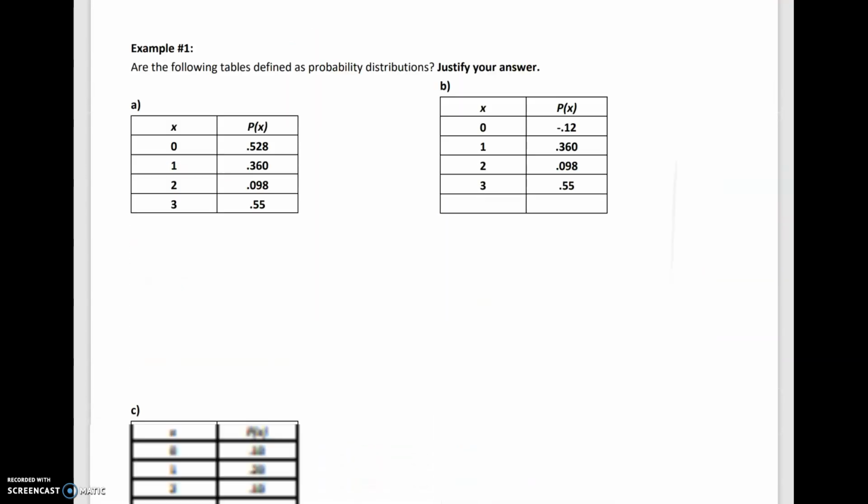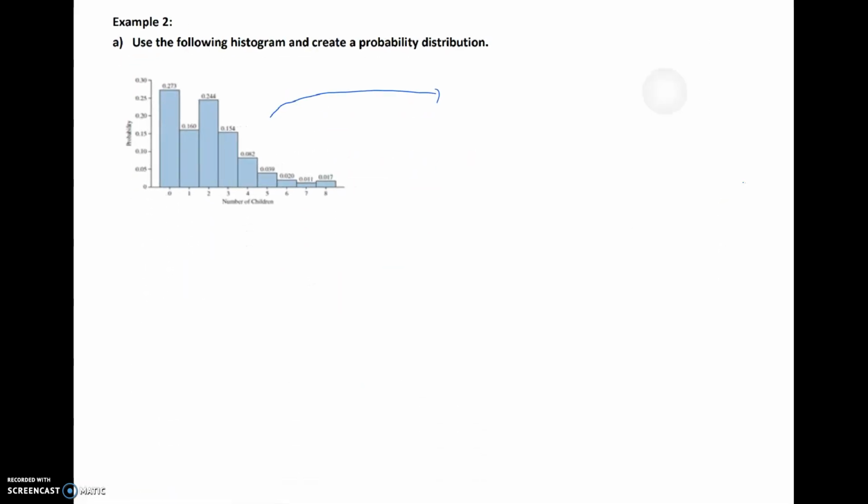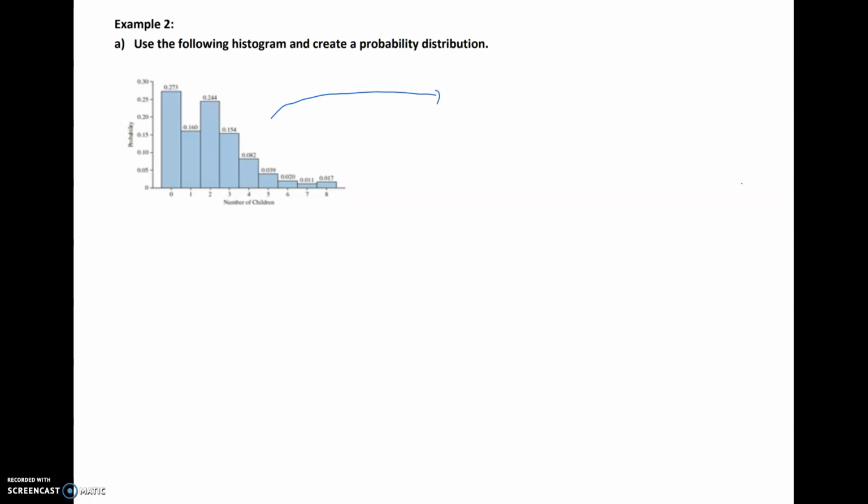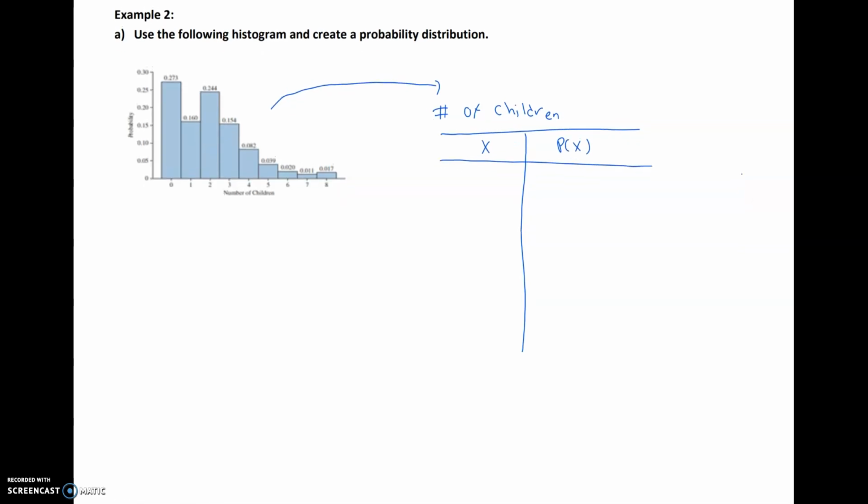For this problem, we're actually already given the x's. In this case, the actual title of the probability distribution would be number of children, and then we technically have two columns, one for the x and then one for the probability associated with each of the values. Your x's are going to go from 0 to 8. So 0, 1, 2, 3, 4, 5, 6, 7, and 8.